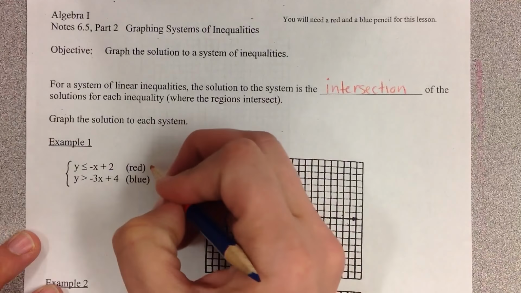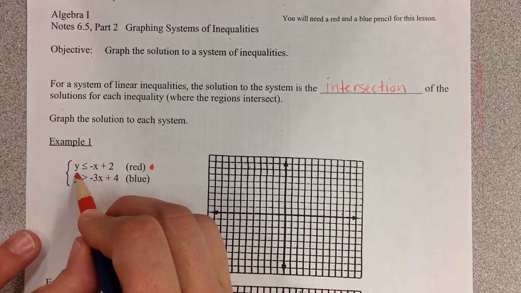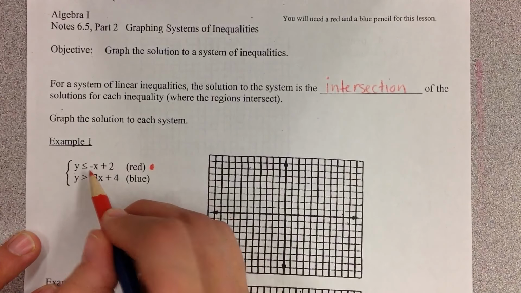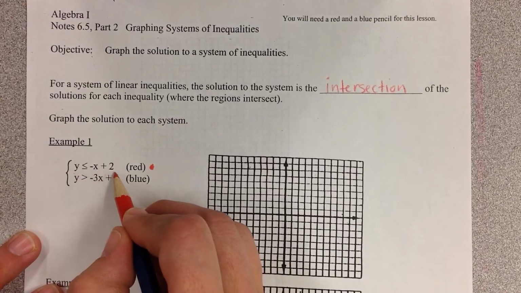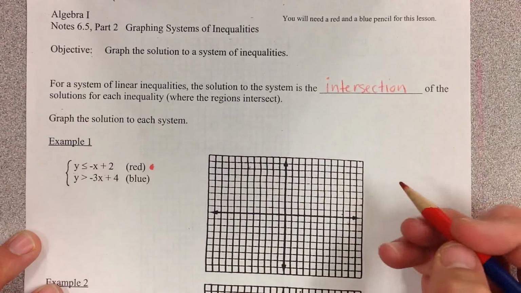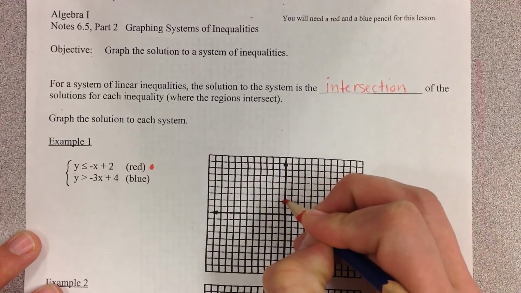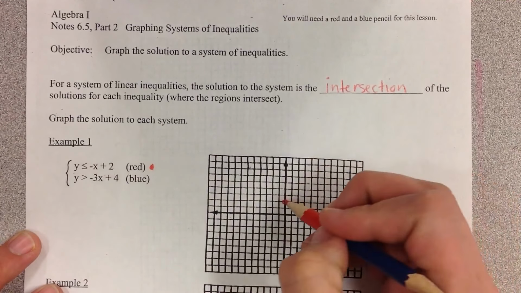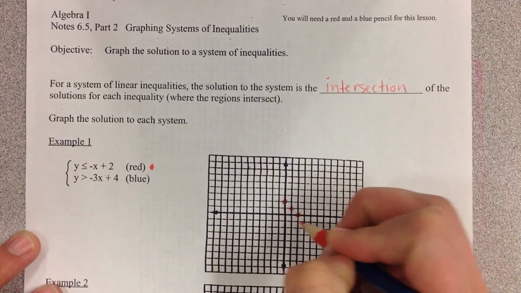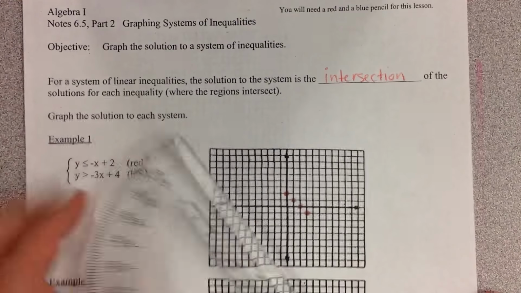So starting with the top inequality in slope-intercept form, we're going to graph the boundary line y is less than or equal to negative x plus 2. This is going to be a solid line because it has the equals to. We'll begin the graph at 2, and its slope is negative 1. So down 1 to the right 1, down 1 to the right 1, down 1 to the right 1. Make sure you use a straight edge to draw your line.